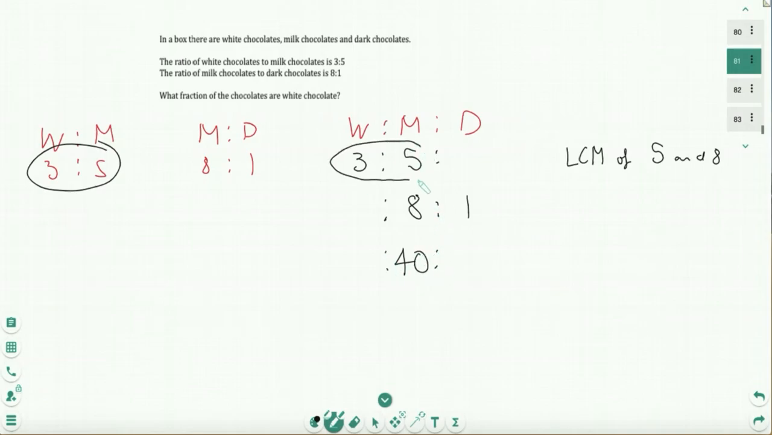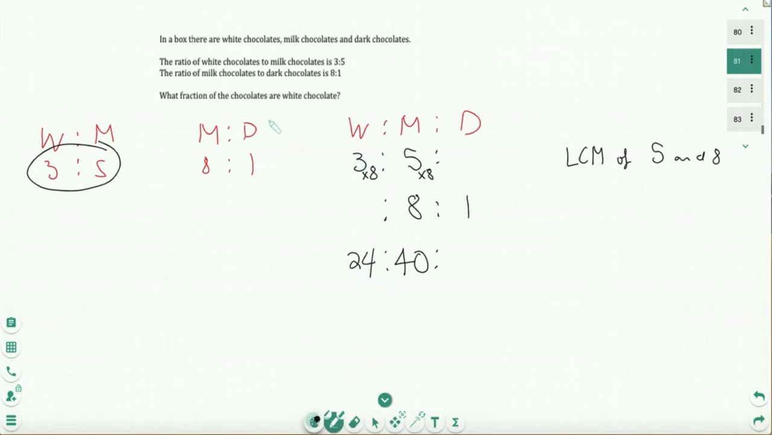So let's look at our first ratio. Our milk value is 5, but we want 40. How do we get from 5 to 40? We times by 8. So if we times this by 8, we have to times our white chocolate value by 8. So 3 times 8 is 24.